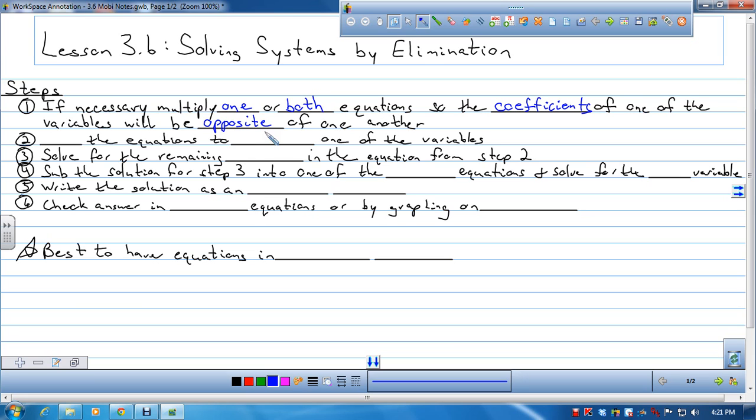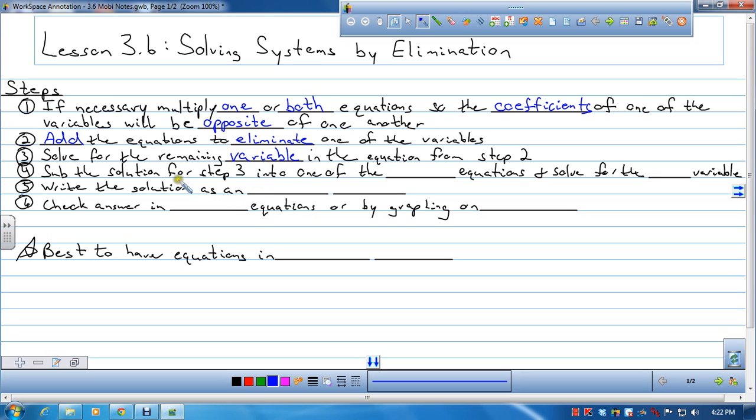So after we have made sure that the coefficients of one of the variables are in fact opposites, we will then add the equations in order to eliminate, hence the method name, one of the variables. Once we've eliminated one of the variables, we can solve for the remaining variable that's still in the equation. So now we're going to solve for the variable that remains.